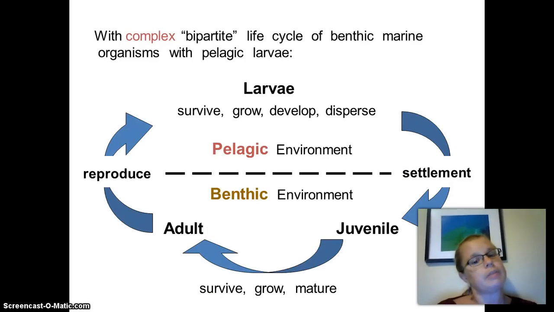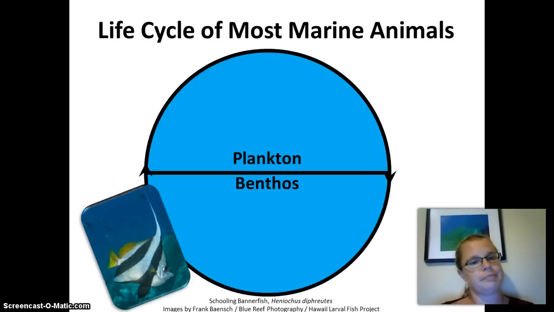So here's another way of depicting it. Adults that live in the benthic environment reproduce to produce larvae that have to survive, grow, develop, and disperse in the pelagic environment. Then they settle out and become juveniles in the benthic environment, where again they're maturing, growing, and surviving to become adults. So this is what we call a complex bipartite life cycle. Bipartite meaning 2 parts: the benthic marine adult and the pelagic larvae.